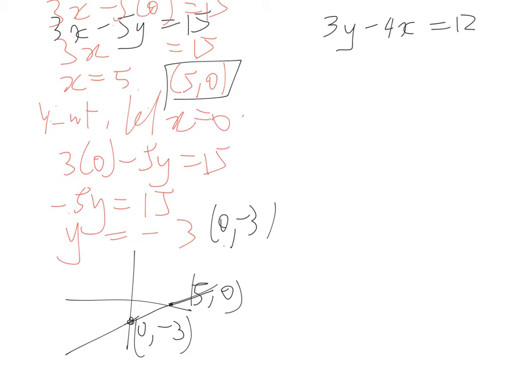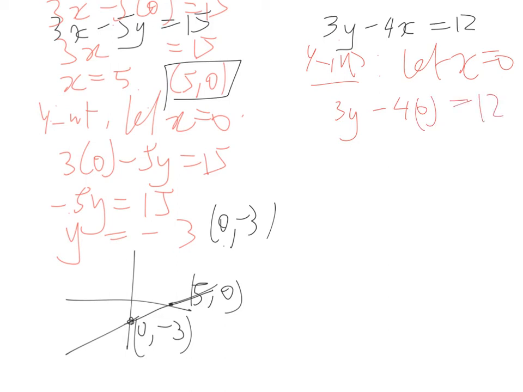So, let's repeat that again. Here's our equation. We're going to find the x-intercept and the y-intercept. Let y equal 0, let x equal 0, and solve for each of them. So for the y-intercept, let x equal 0. So we've got 3y minus 4 times 0 equals 12. So 3y equals 12. So y equals 4. Therefore we've got a coordinate at 0 and 4.